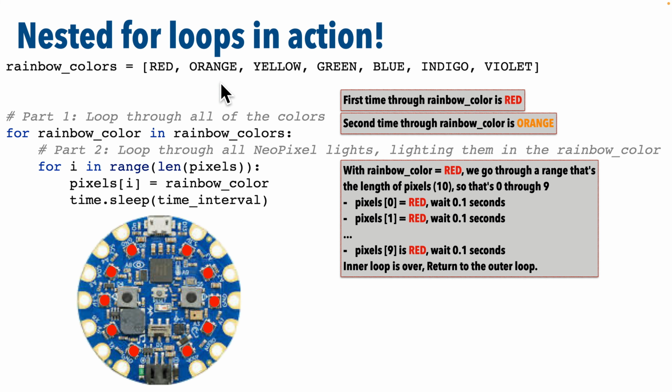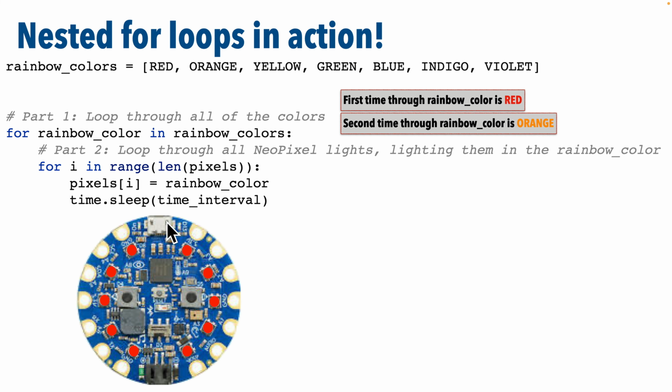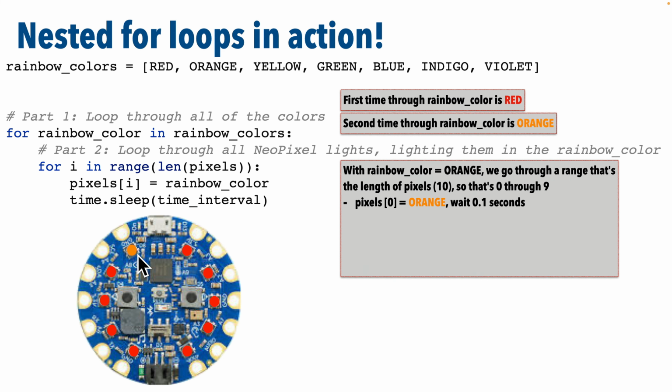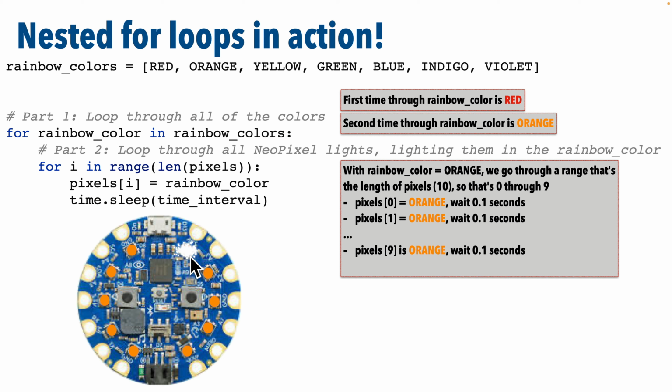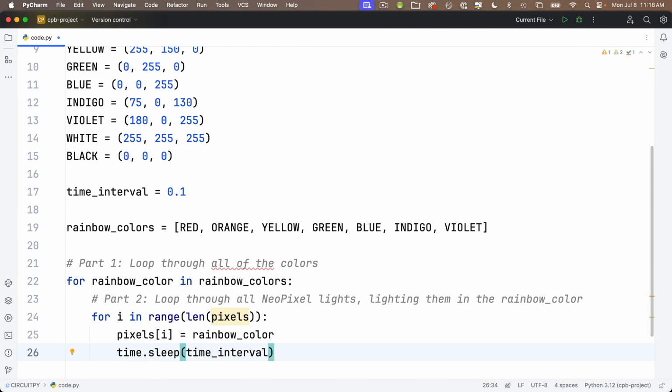And then we restart the inner loop from 0, setting pixel 0 to orange, writing over the previous color that was red, then pixel 1 to orange, all the way through to pixel 9 being orange, then we hit the outer loop again, the next color would be yellow, we continue the pattern until we've gone through all of the rainbow colors, and after that, the only thing left to do is to repeat forever, and you know how to do that, with an infinite loop, our buddy while True.